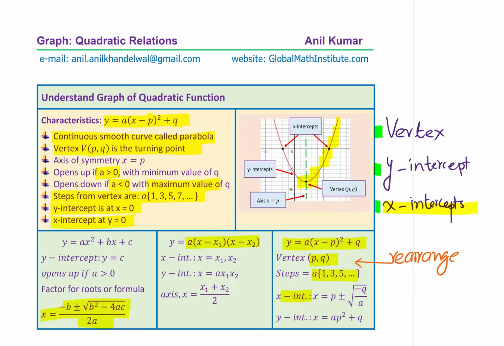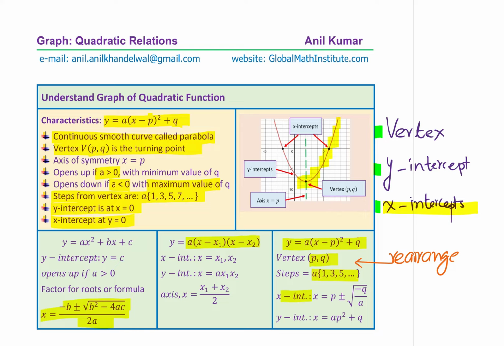Rearrange really means you have to take q to the other side. We are putting y equals 0. Divide by a. So you get minus q over a. And then you have to square root. Whenever you square root, you write plus and minus. And then you take this p to the left side. So we get p plus minus square root of minus q over a. So that gives you the x-intercept. For the y-intercept, just substitute x equals 0. So you get a simple expression to calculate.